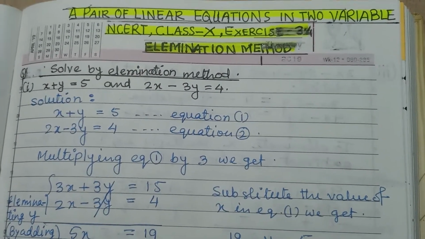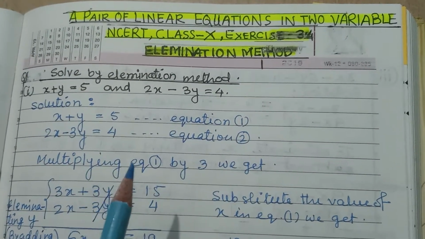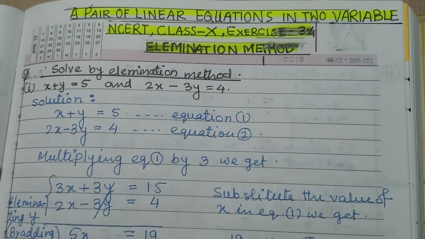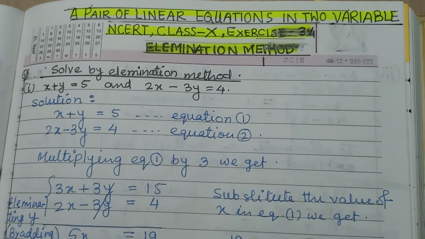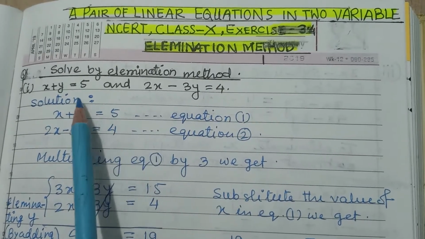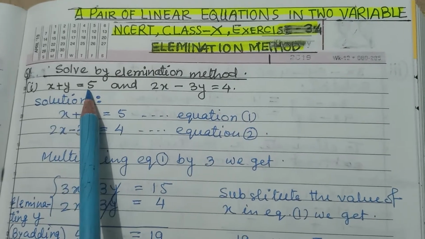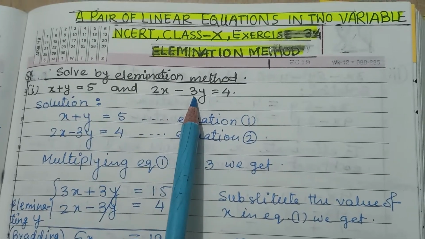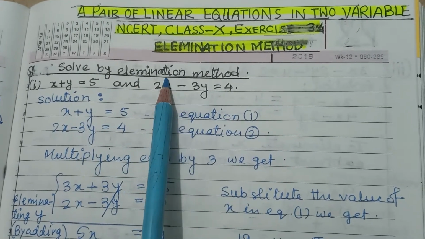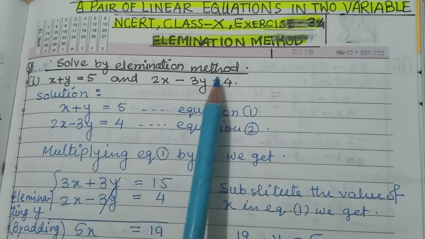Today I am going to explain exercise 3.4 of the chapter, a pair of linear equations in two variables. After explaining the graphical method and substitution method, now I am explaining the elimination method to solve the equations. The first equation given is x plus y is equal to 5, and another is 2x minus 3y is equal to 4. Elimination method means we have to eliminate first either the x term or the y term.